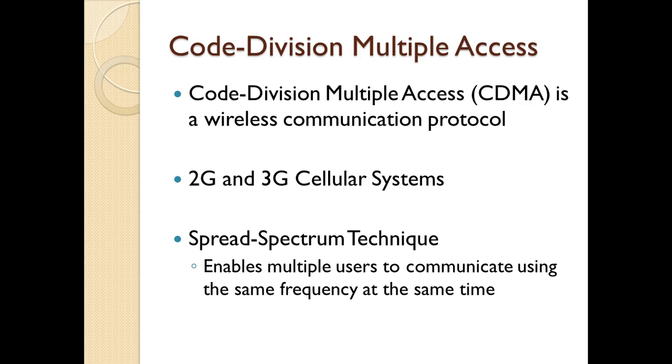CDMA is a wireless communication protocol that is used in 2G and 3G cellular systems. The system utilizes a spread spectrum technique that enables multiple users to communicate while using the same frequency at the same time. The system spreads the bandwidth across the entire spectrum equally. Utilizing CDMA systems greatly increases the number of users that each communication system can service.